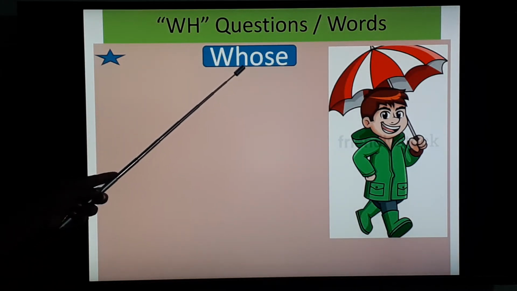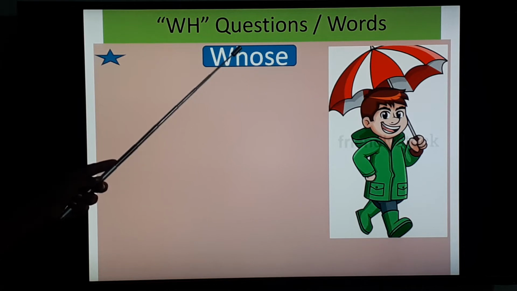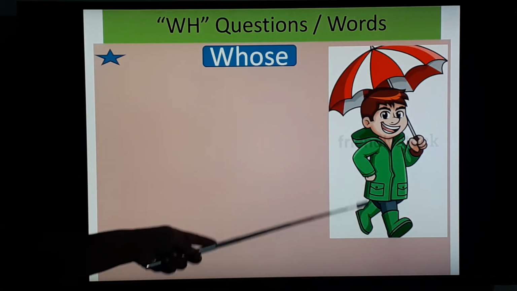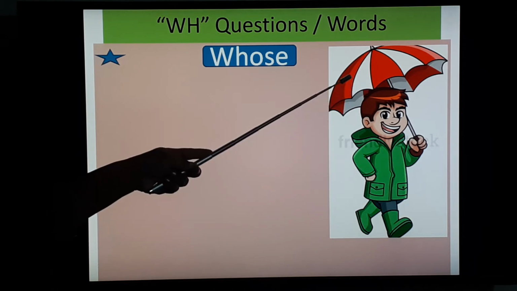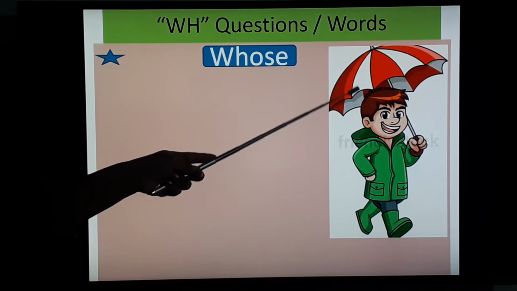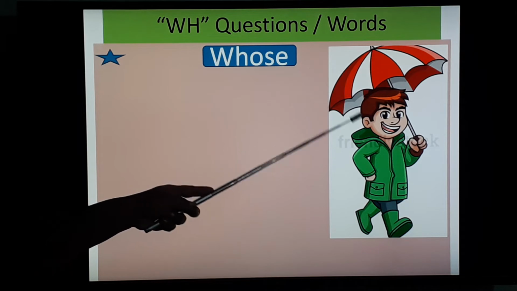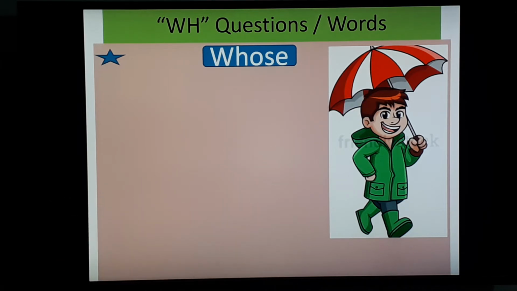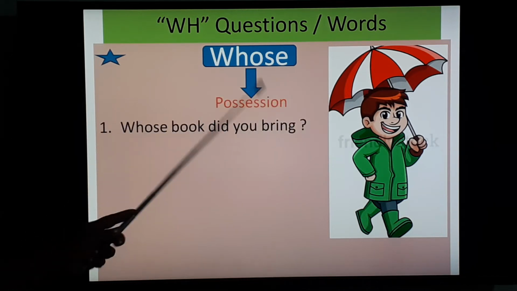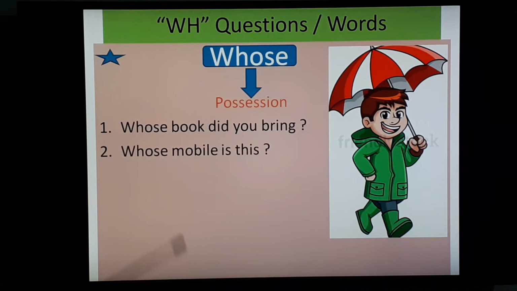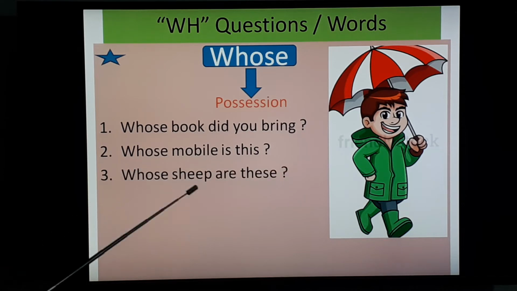Next is whose. It shows possession, or you can say ownership. For example, see, a picture is given. One boy is having his own umbrella. That is why we have to ask a question with whose to get the possession. First, whose book did you bring? Whose mobile is this? Whose sheep are these? Whose picture is this?